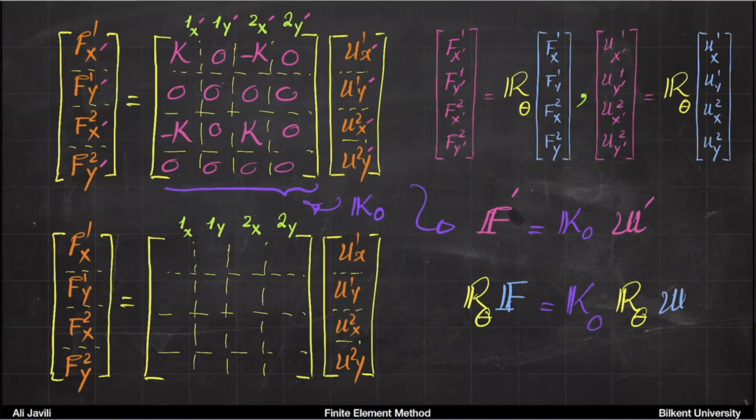Now, if you multiply this thing by the inverse of R from the left, you get an identity here, and that is what we are going to do. So you get F equals R theta inverse, which you remember R theta inverse is the R for minus theta, which is the same as the transpose of R.